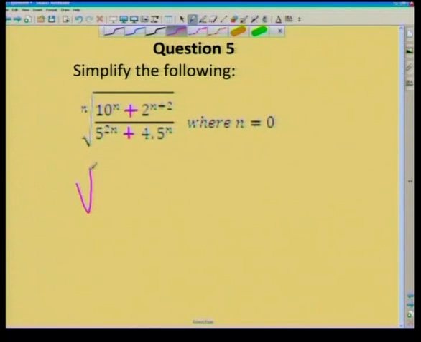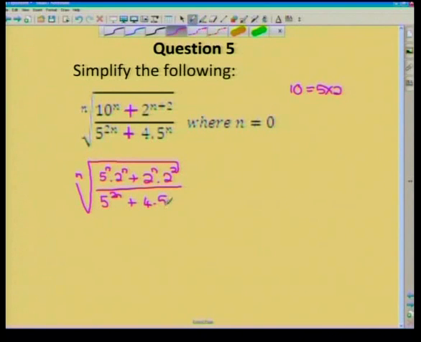Now, what we need to do is keep this nth root running. 10, we know, can break down to 5 times 2. So we could write this as 5 to the n times 2 to the n, plus, this is going to be 2 to the n times 2 to the 2. Underneath, we've got 5 to the 2n plus 4 times 5 to the n.